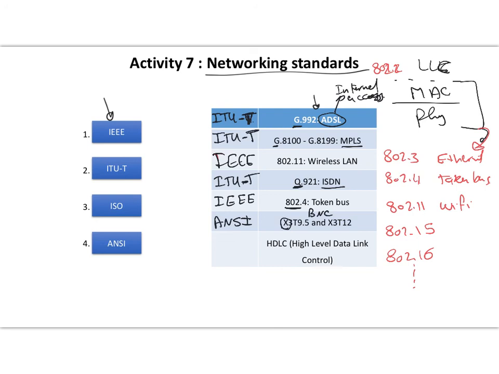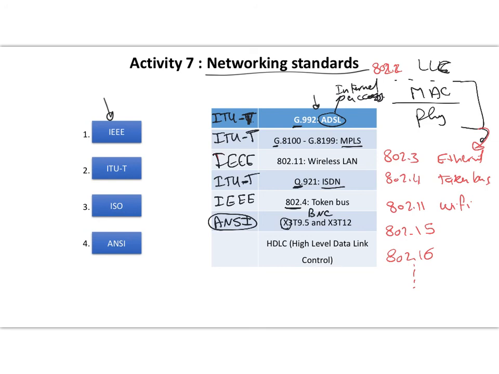Okay, this X3T9 is for fiber optics. These are the connectors for fiber optics, and we talked about BNC for the connectors for coaxial cables and so on. So ANSI is the organization that's responsible for standardizing these connectors.